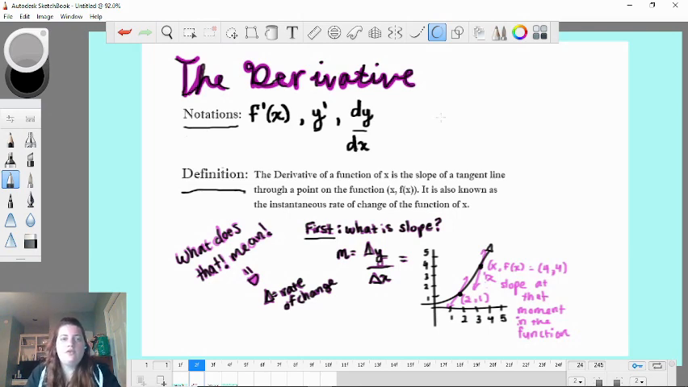Okay, so the derivative, what is it? A derivative of a function of x is the slope of a tangent line through a point on the function, x, f of x. So that's just a point on the graph. It is also known as the instantaneous rate of change of the function. So rate of change can be anything from a curve. So it's changed from this point to the next, to the next, to the next. So it's an instantaneous slope going up that line.